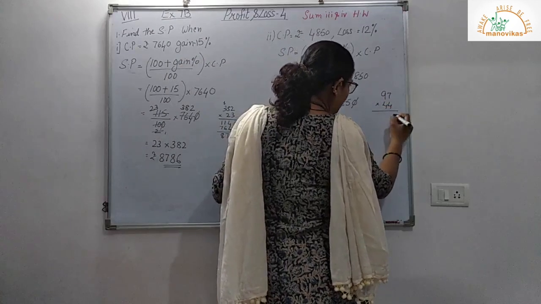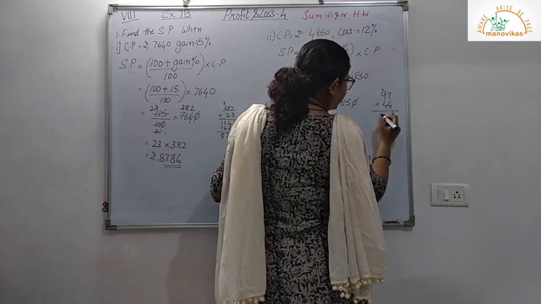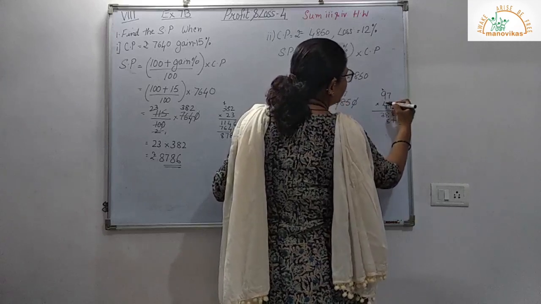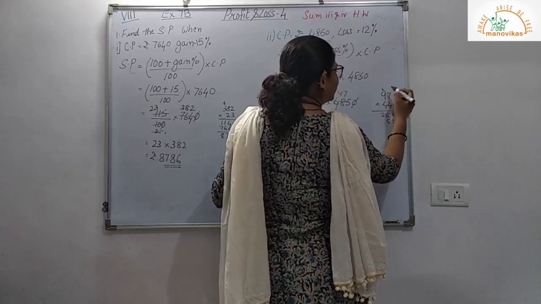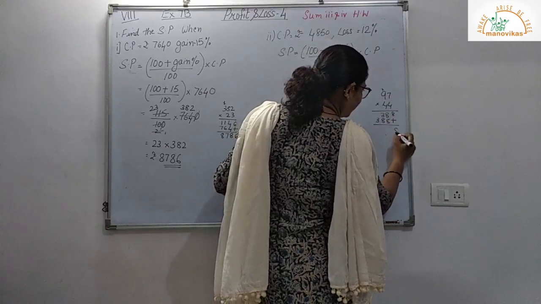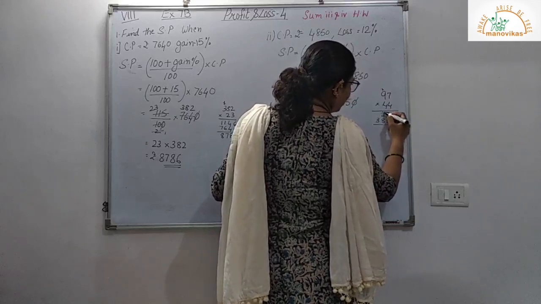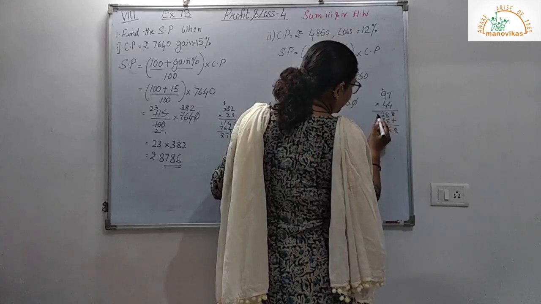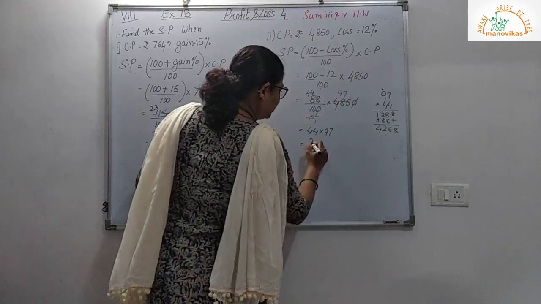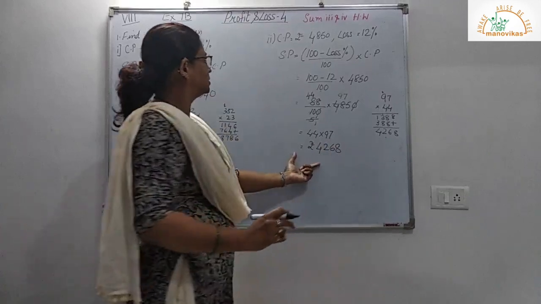4 7s are 28, carry 2. 4 9s are 36, 37, 38, plus 4 7s are again 28, carry 2. 4 9s are again 36, 37, 38. So we get it as 8, 8, 8, 16, carry 1, 8, 9, 10, 11, and 12, 2, carry 1, 4. So here I get it as rupees 4,268. So this is the selling price.